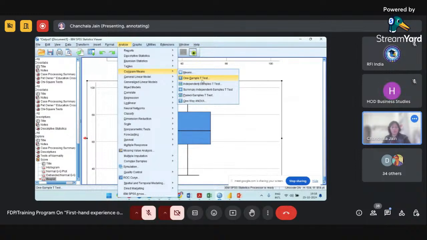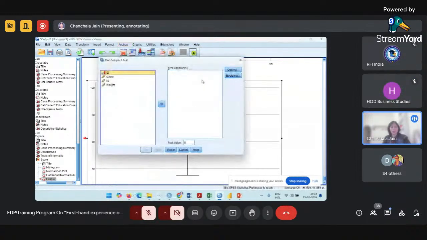Yes, ma'am. You will click on this, a dialog box will appear like this. It is okay. Now you can shift your variable which you want to test into the test variables box. Done. Now, if you have shifted this to this particular box, that is the test variable box. So this is your test variable.